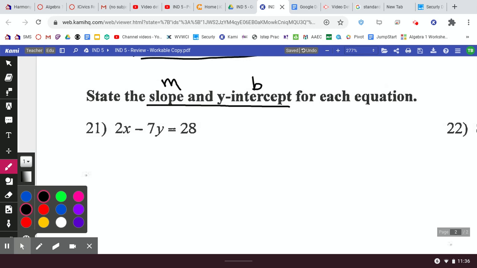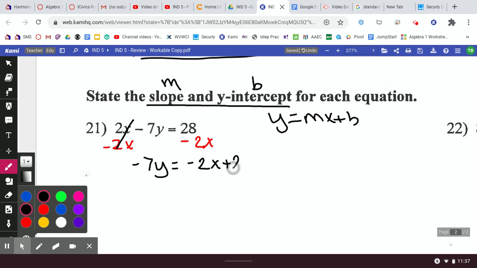So where did I leave off? Mary, what would I need to move here first to start getting this in slope-intercept? And remember, slope-intercept is y equals mx plus b. Yeah. So let's get this all over in the right spot. So I'm going to subtract 2x and subtract 2x. And when I do that, I'm left with negative 7y equals negative 2x plus 28. Order matters here. Make sure you put your x value first.